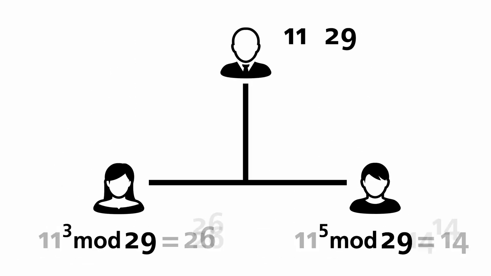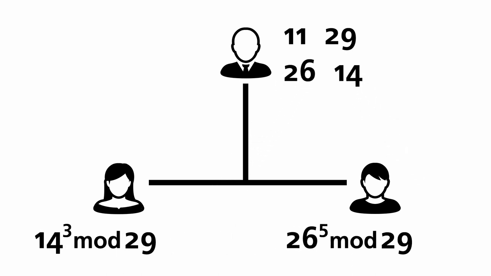Then, Ada and Bill publicly exchange their numbers. Now, this is where the important stuff happens. Ada takes Bill's public result and raises it to the power of her private number to obtain their shared secret number, which in this case is 18.